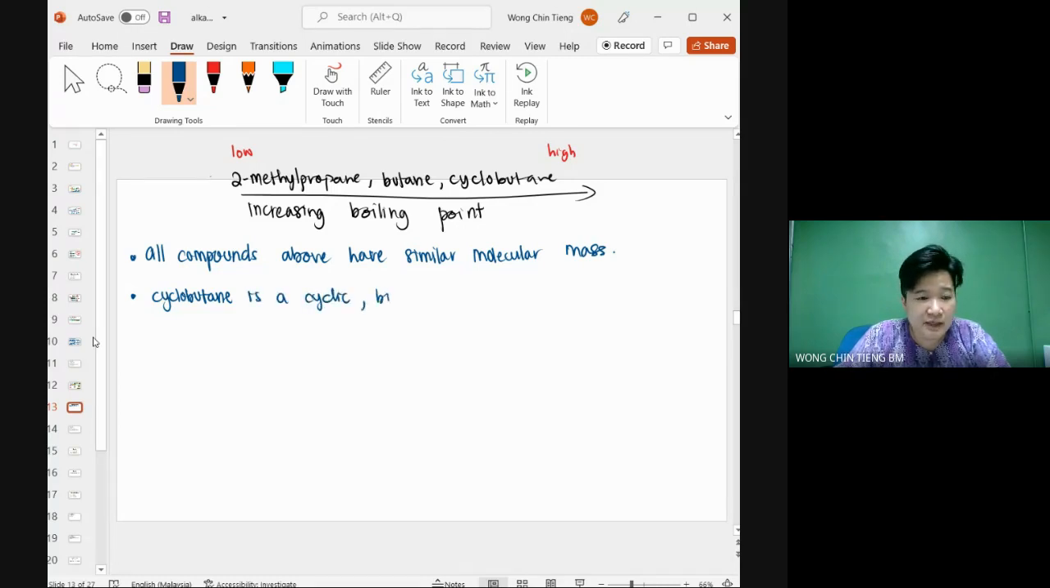Okay? Butane is a straight chain. Like I say again, we are not taking MUET, so I'm not expecting a band 6 English. Tak payah. Alright? And you definitely can, guys. You guys are so good. Just become very lazy. And 2-methylpropane is a branch compound.